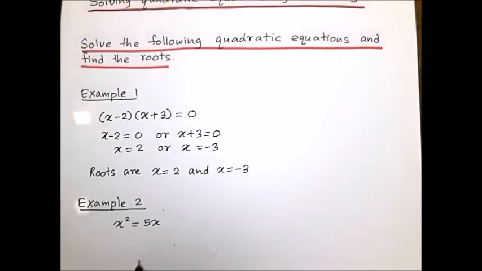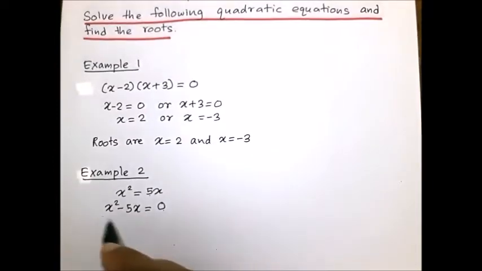Now look at the second example. Here x to the power 2 equal 5x. First you have to arrange one side of this equation as 0. So take 5x to the left side. X to the power 2, here 5x. When you take it into the left side, it becomes minus 5x. Now right side is 0. Then factorize this left hand side. You can see x is common here. Then take it out from the brackets, remaining x minus 5.